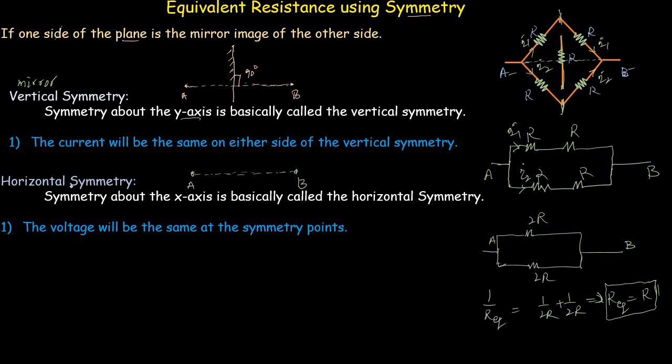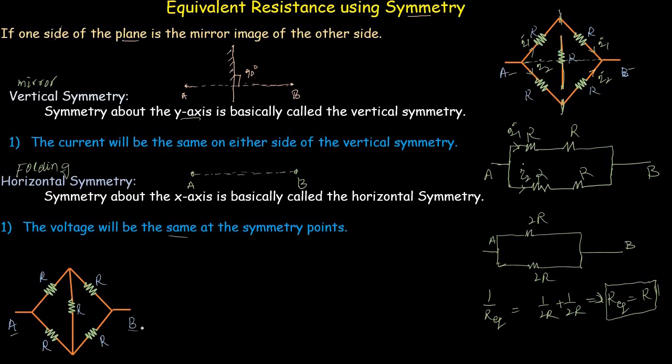Now the rule which we use to find the equivalent resistance across any horizontal symmetry is that the voltage will be the same at the symmetry points. This is the rule we use to solve any complex circuit in which a horizontal symmetry exists, and this horizontal symmetry is sometimes called the folding symmetry. So both names are used. Now to understand horizontal symmetry better, let's take an example in which we are asked to find the equivalent resistance between point A and B by using the rules of horizontal symmetry.